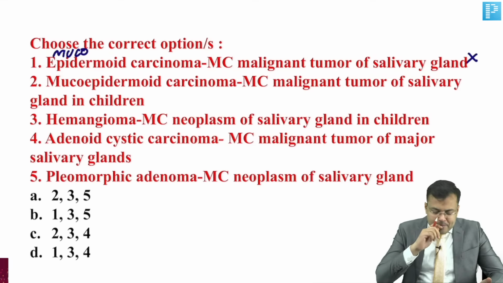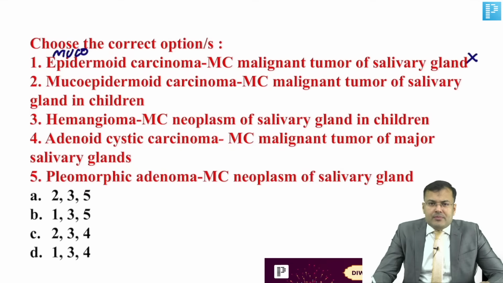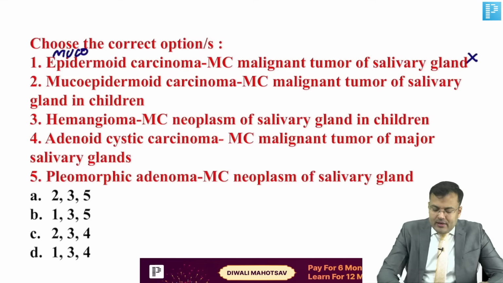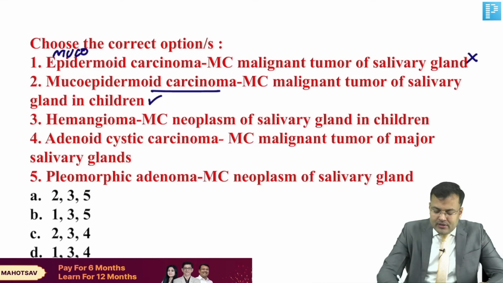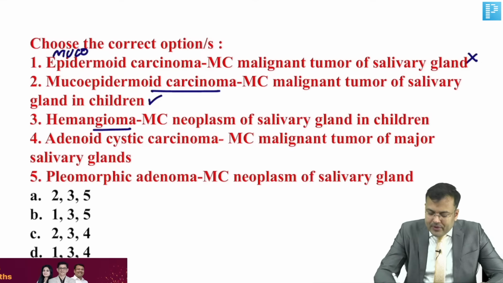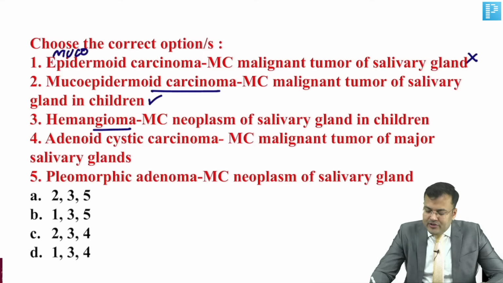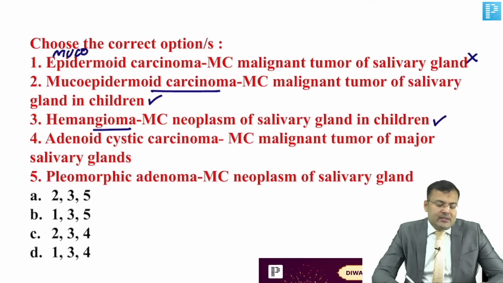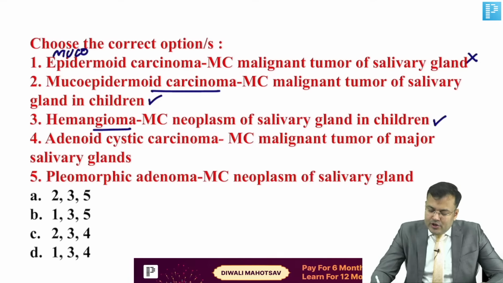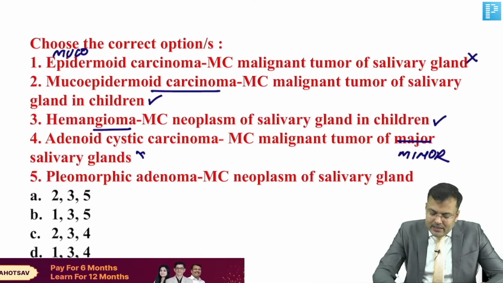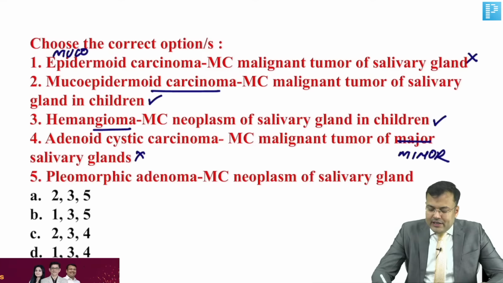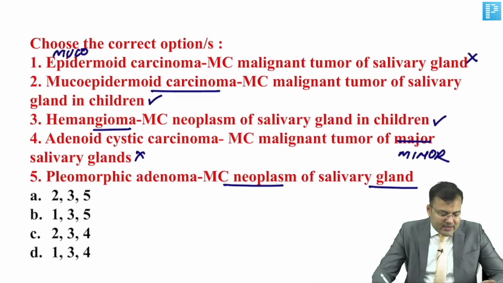Excuse me. Mucoepidermoid carcinoma. So, first option is incorrect. Second, you can see mucoepidermoid carcinoma is the most common malignant tumor of salivary gland in children. Correct. Hemangioma, most common neoplasm of salivary gland in children. Correct. Adenoid cystic carcinoma, most common malignant tumor of minor salivary gland. And you know pleomorphic adenoma, that is the most common neoplasm of salivary gland.